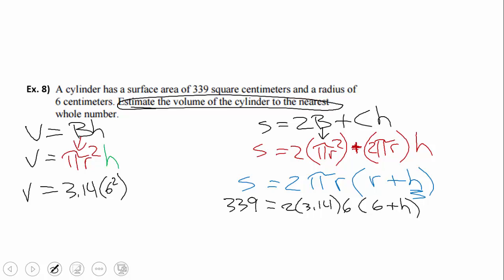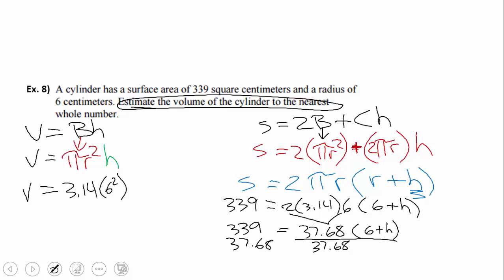You've just got to be logical, sequential. You've got to write stuff out. You've got to keep yourself organized, and now we're just doing the math. 2 times 3.14 times 6 gives me 37.68. I'm going to multiply that by 6 plus the height, and that is equal to 339 square centimeters. So now what's next? Well, we'd have to divide out the 37.68. So 339 divided by 37.68 happens to be 8.99 equals 6 plus the height.